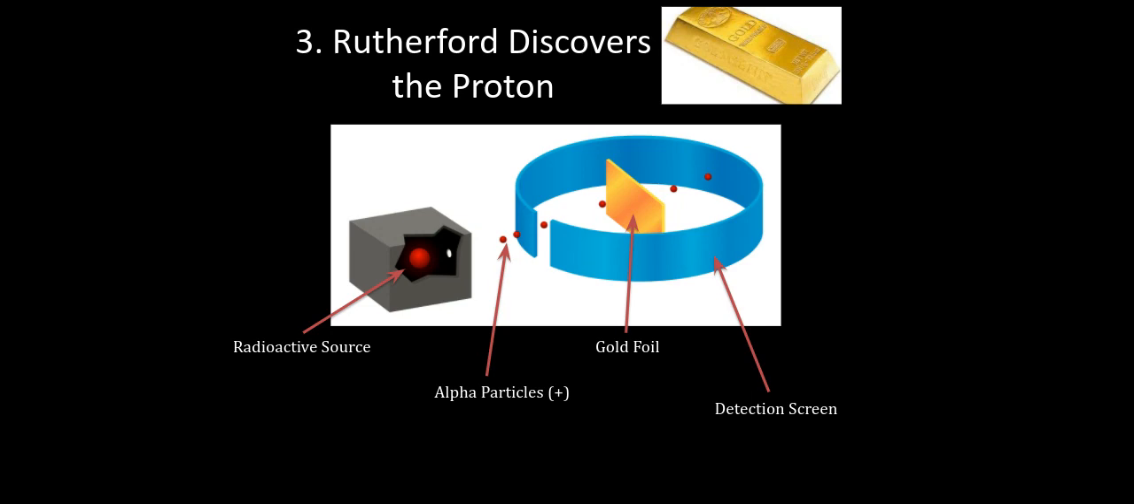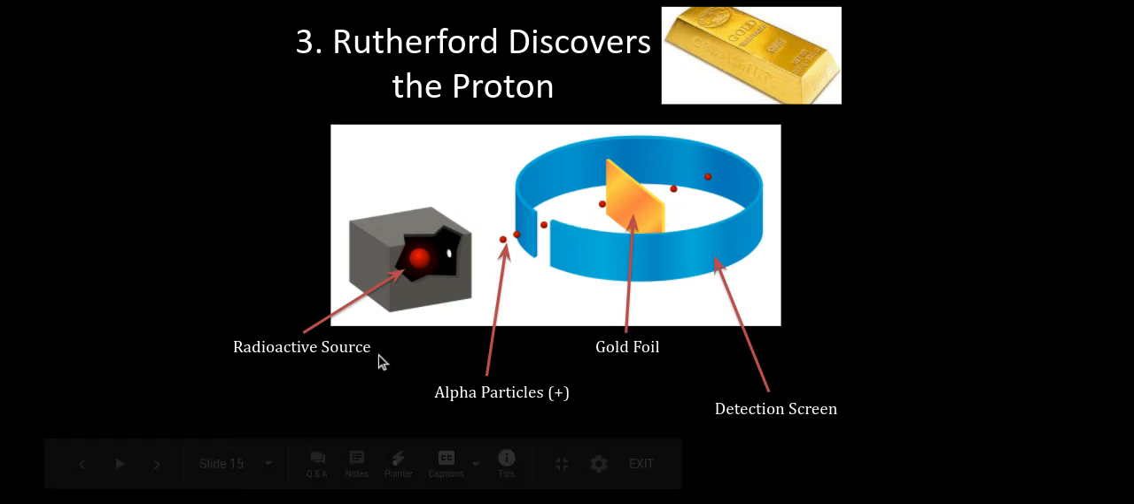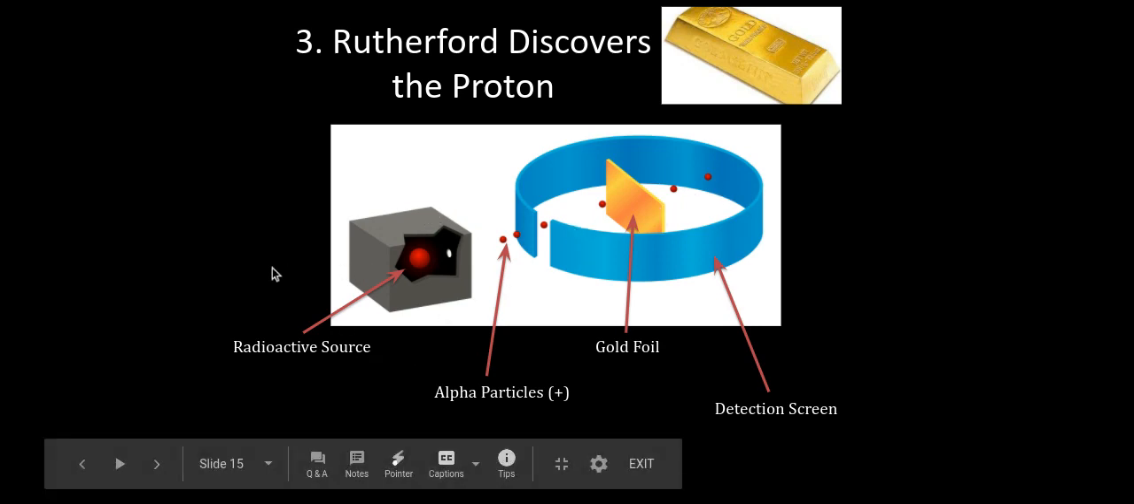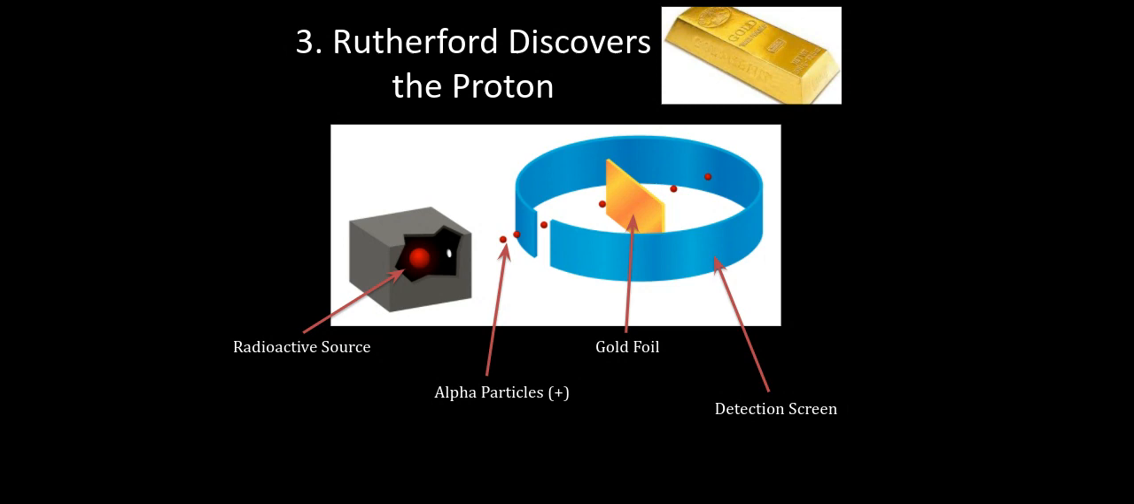And he surrounded that foil with a detection screen that would glow in the places where radiation came in contact with it. He also had a radioactive source, which was protected in a lead box, that would release positively charged alpha particles. And he directed these alpha particles at his gold foil in the center of the screen.